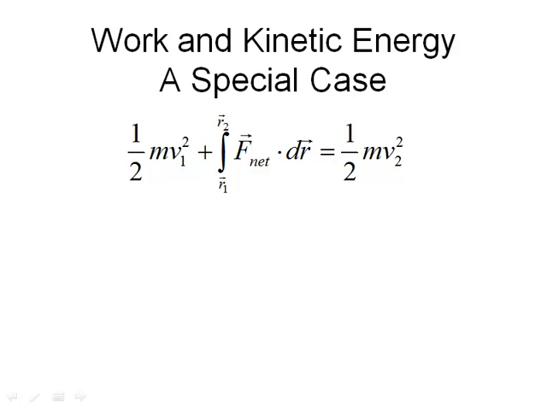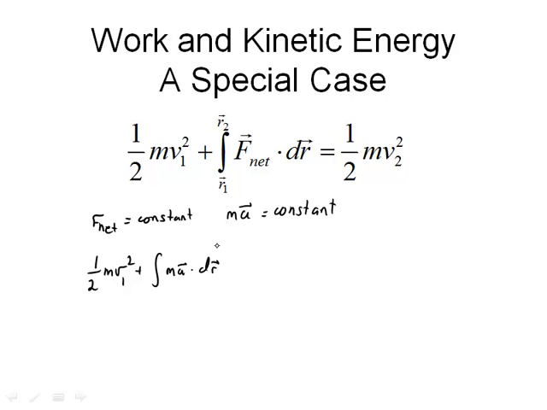Let's take a look at a special case of the work and kinetic energy equation. Let's assume that the net force is equal to a constant, and therefore mass times acceleration is equal to a constant. And we'll keep everything one-dimensional just to make life simple. So when that takes place, we have 1/2 m v1 squared plus the integral of ma dot dr, integrating from r1 to r2, and that's going to equal 1/2 m v2 squared.